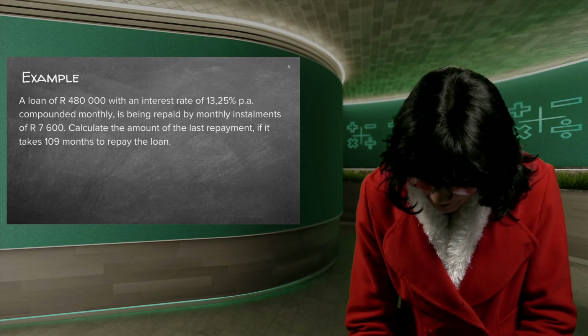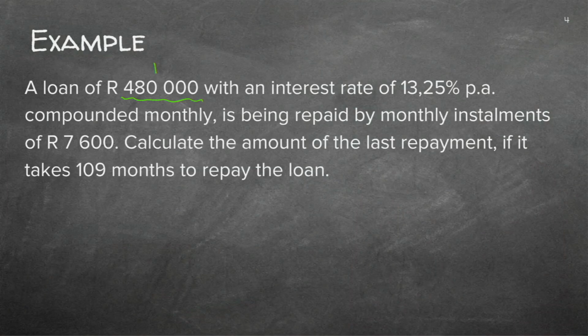A loan of 480,000 Rand. Immediately when they say loan, I know it's the P formula. And if it's the P formula, I know it's presently my loan, and it's the one with the little minus N on top. So with an interest rate of 13.25%, there's your I, compounded monthly, as in 99.9% of the times, is being repaid by monthly installments of 7,600. So here they give you the little monthly payment.